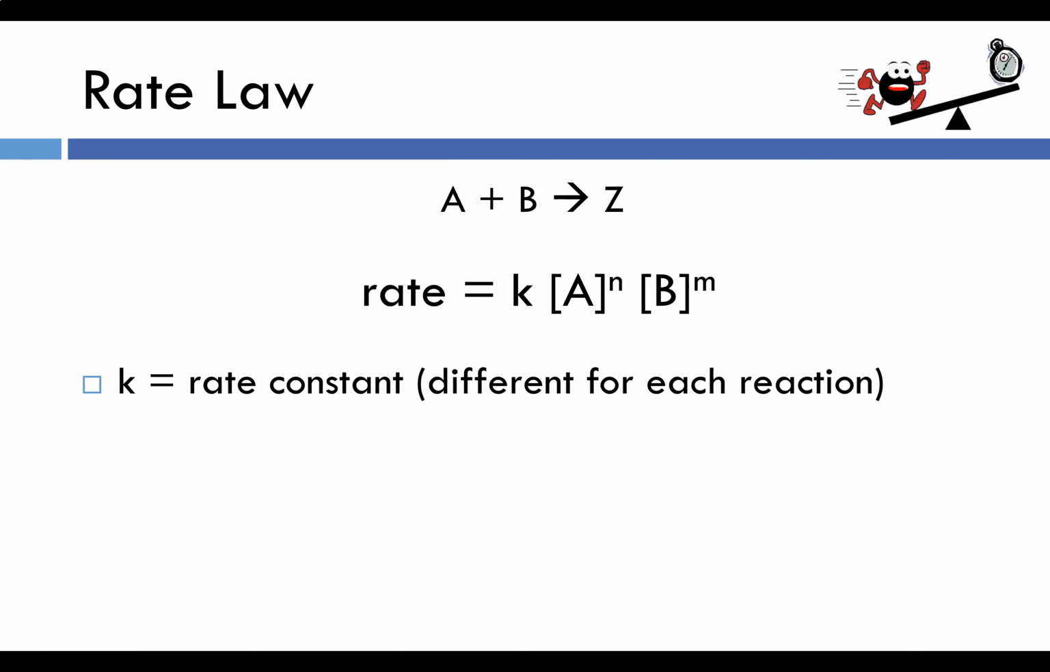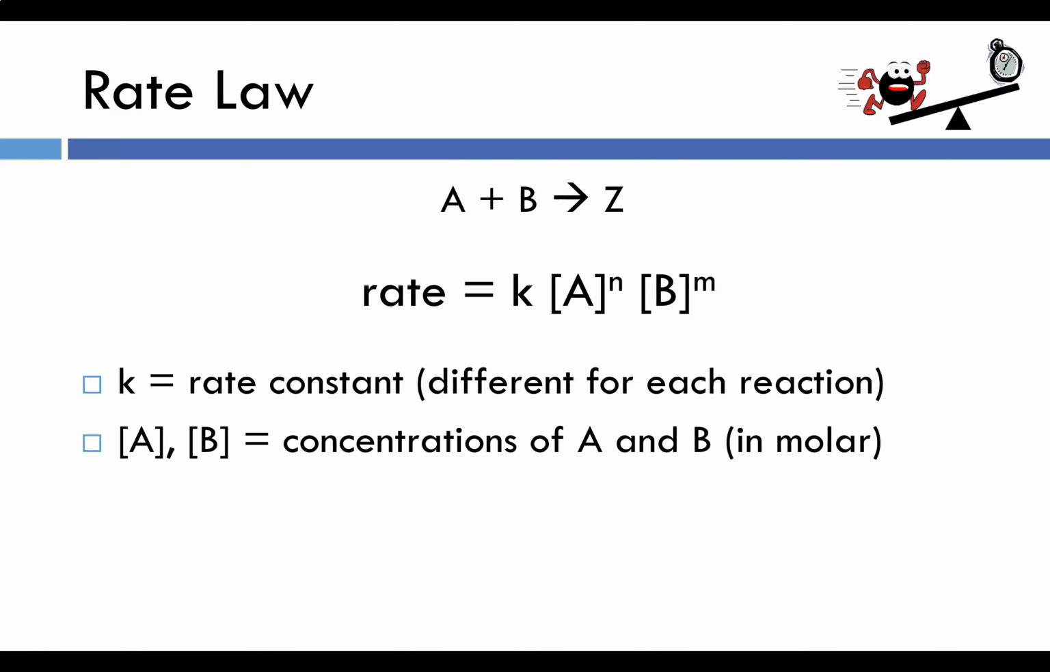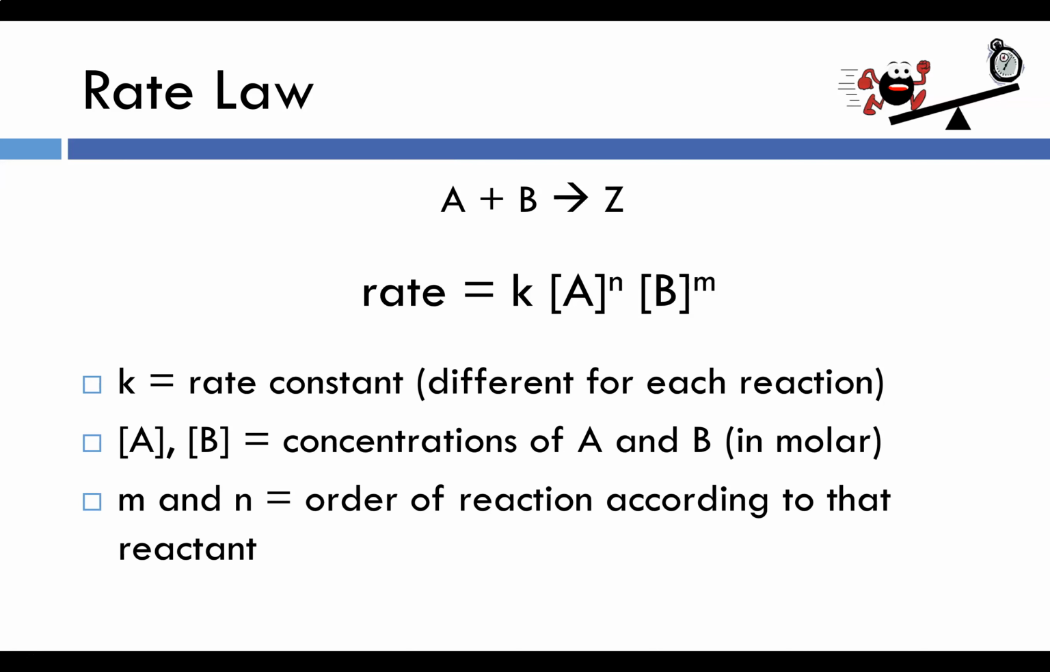k is the rate constant. So this is going to be different for different reactions, but once you've figured out the rate constant, it will remain the same for whatever reaction you are studying. A and B in those square brackets represent the concentrations of those two reactants in terms of molarity. n and m are the order of the reaction according to that particular reactant.